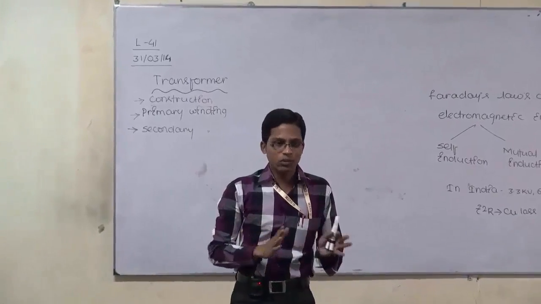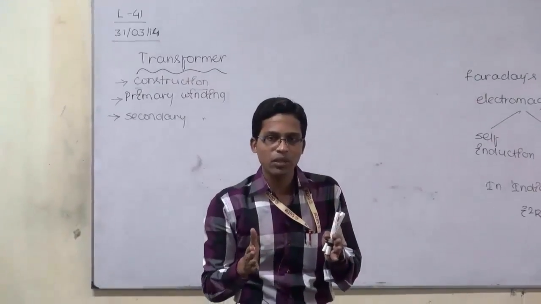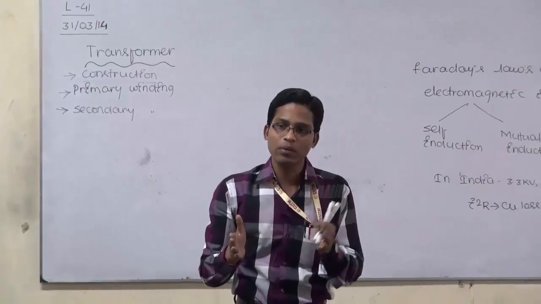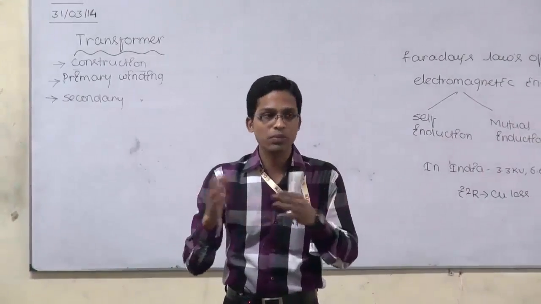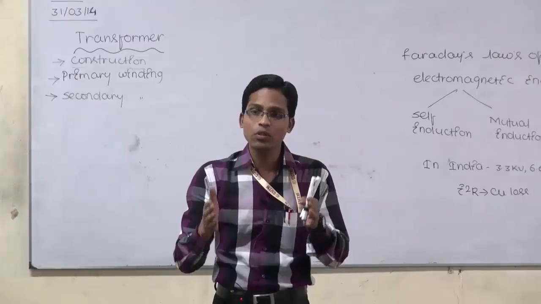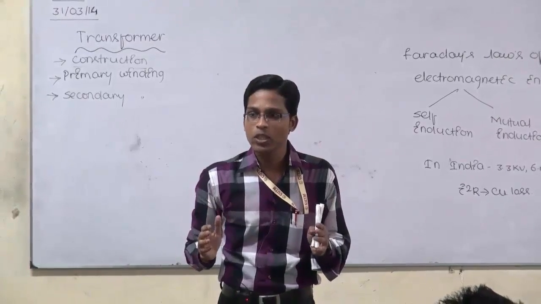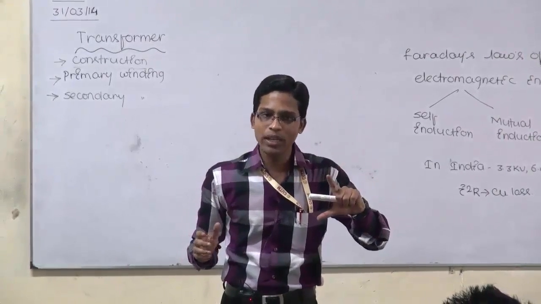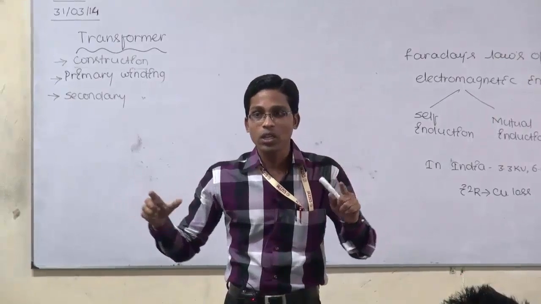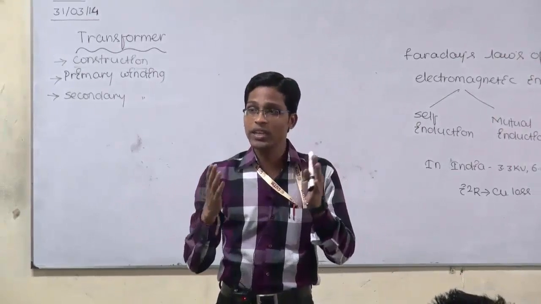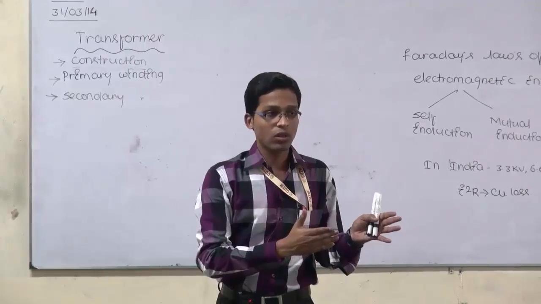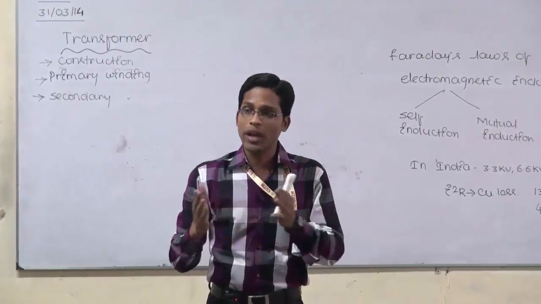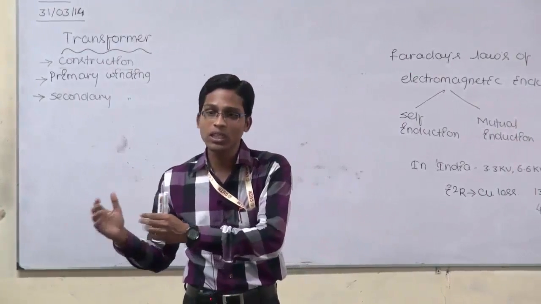So until now we have read that we are using a transformer, and it is used to transfer power from one circuit to another circuit. To transfer the power, the transformer should be connected in the circuit. One side the source will be connected, and on the other side the load will be connected. The winding connected to the source is called the primary winding, and the winding connected to the load is called the secondary winding.